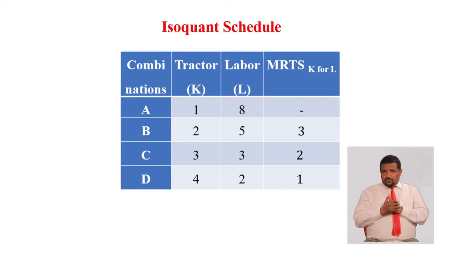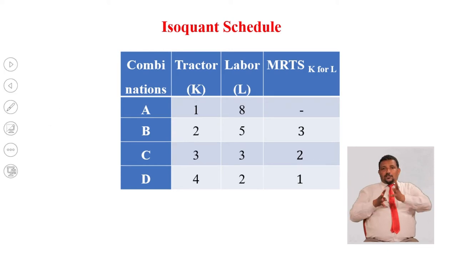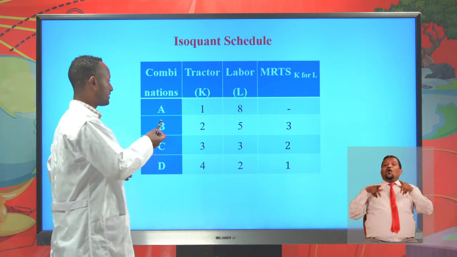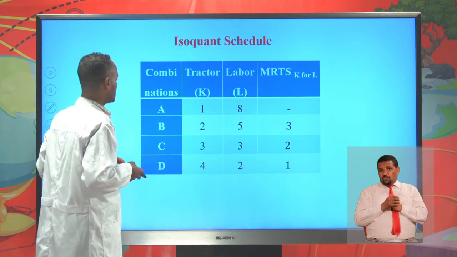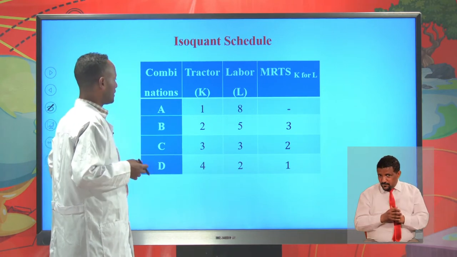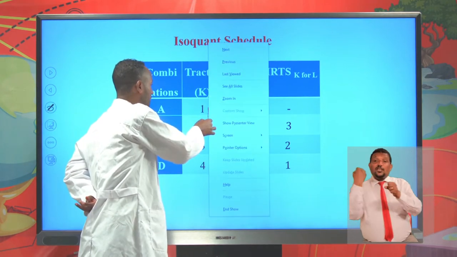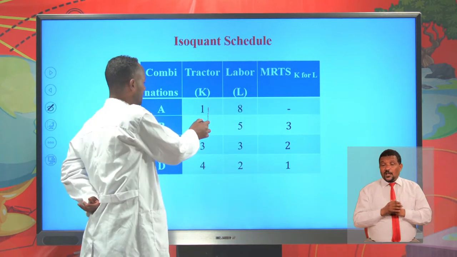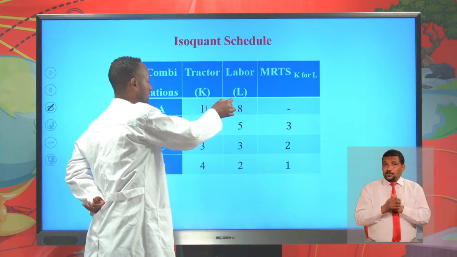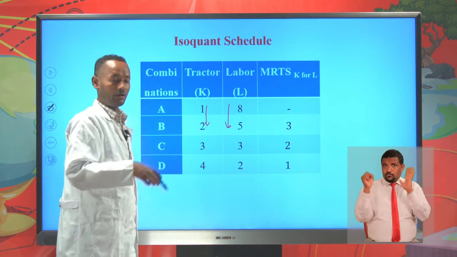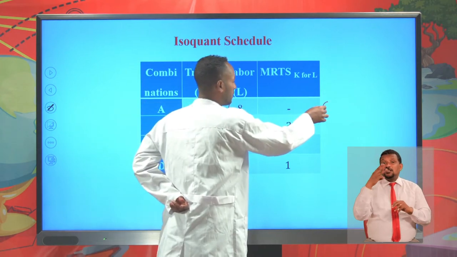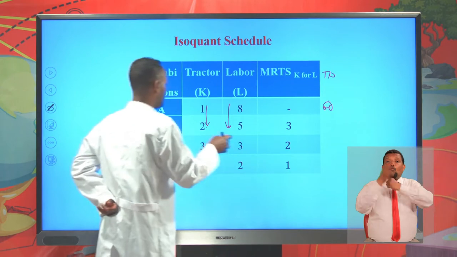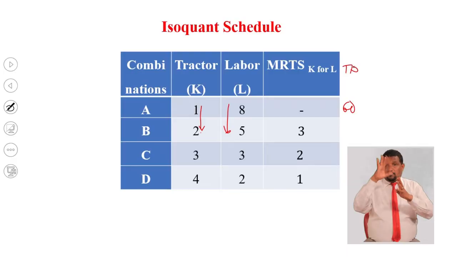So, the output that the farmer gets from the combination of one tractor and eight labor is always equal to the output that the farmer gets from the combination of two tractors and five labor. Because as we increase employment of the variable input tractor, we are reducing the employment of the variable input labor. For example, if the farmer gets 60 quintal of wheat output from one tractor and eight labor, then the output that he gets from two tractors and five labor is also 60 quintal.